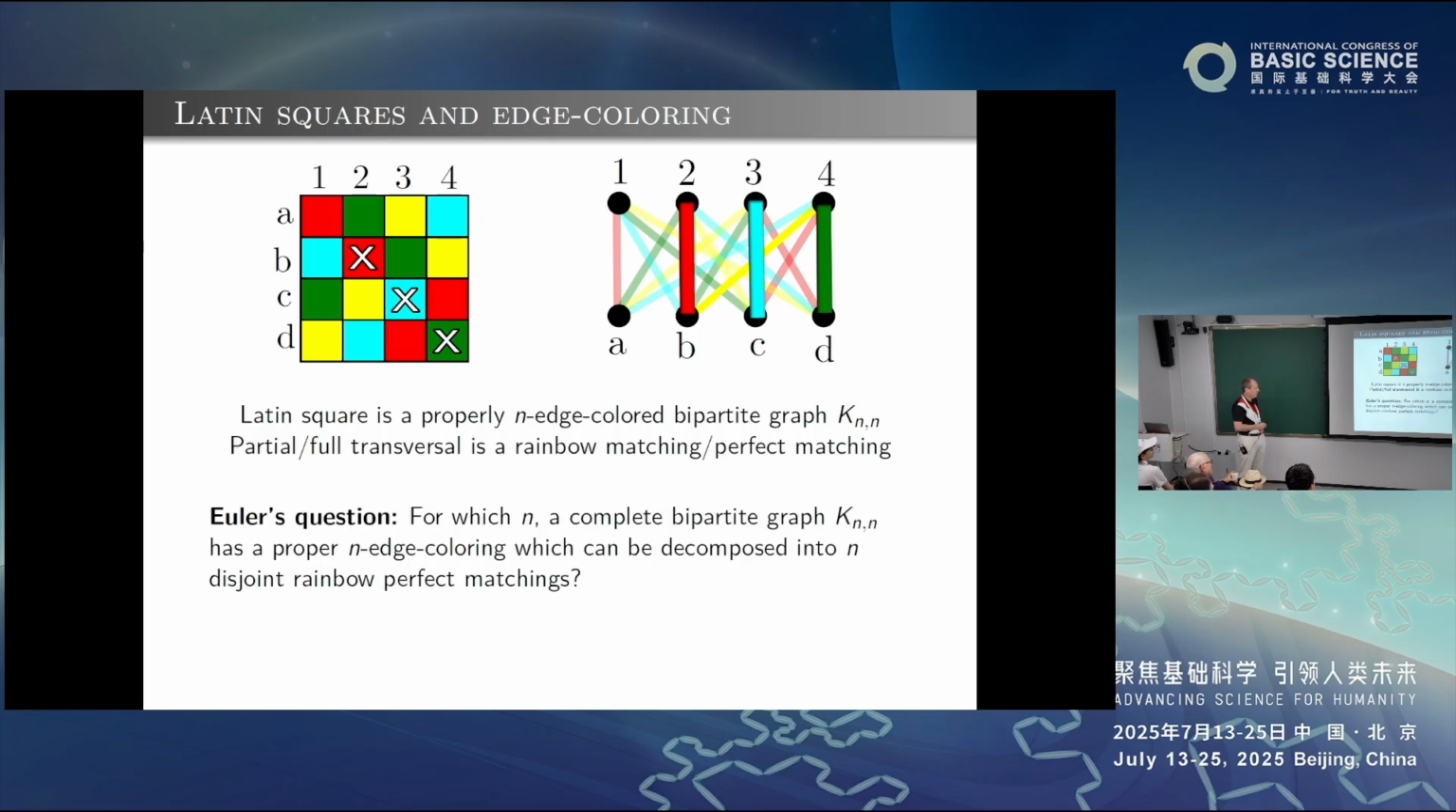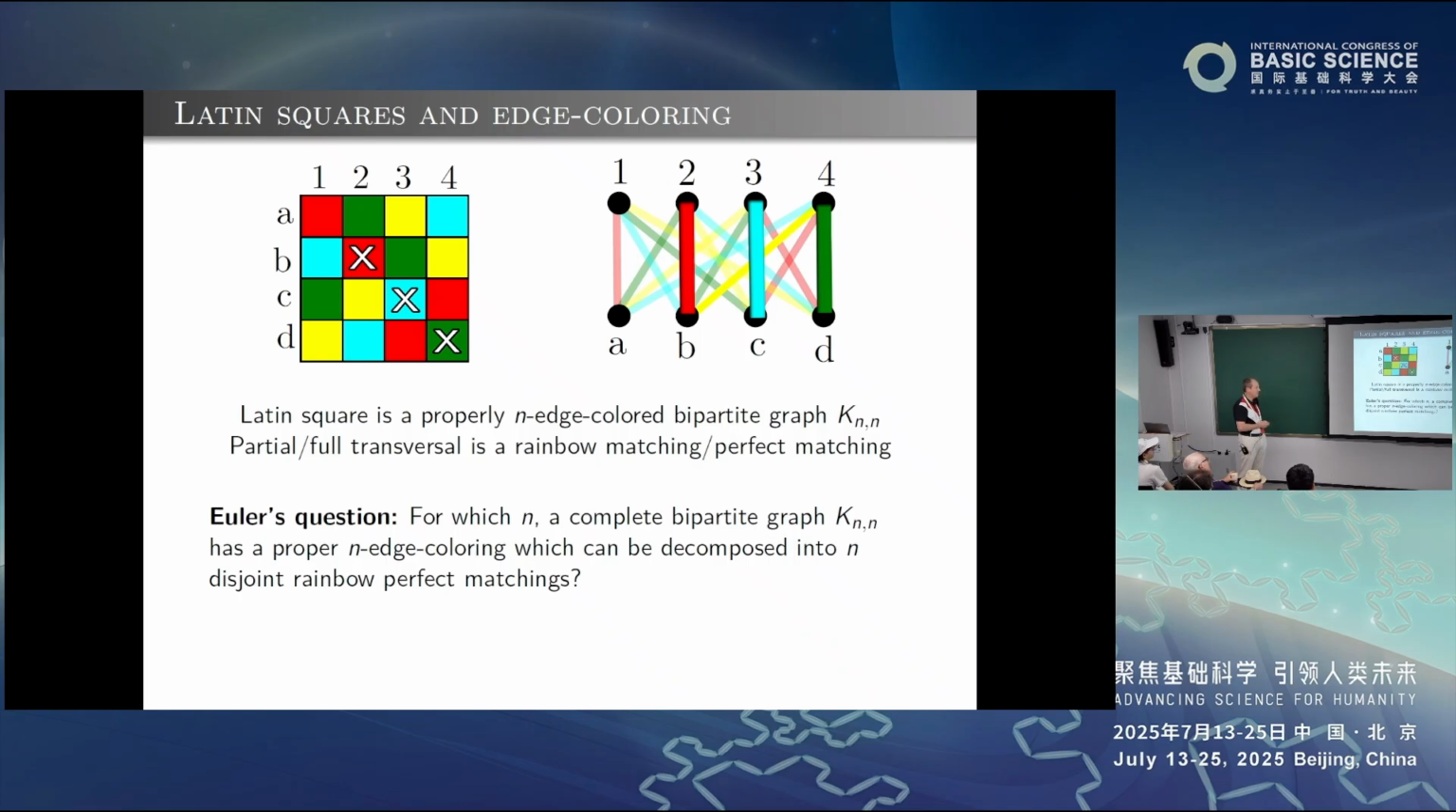And we can state Euler's question as follows: for which n can we construct a proper edge coloring of the complete bipartite graph which we can decompose into rainbow matchings? Okay? And you remember, the original problem came from Catherine the Great, and the interesting question was whether for n equals 6 we can construct such a square.